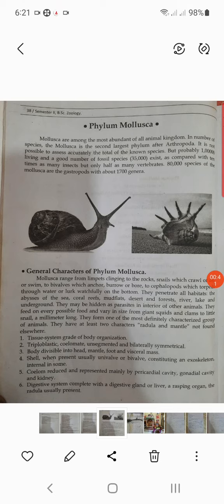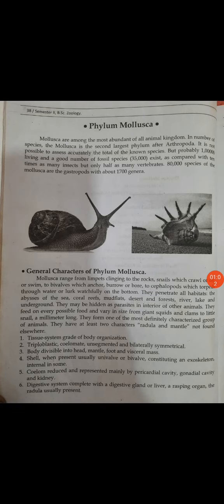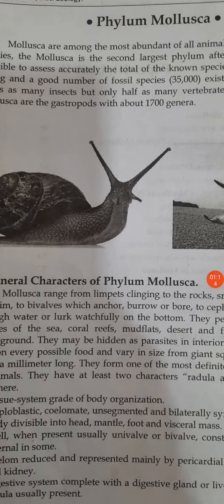Here, probably 1 lakh species are living and a good number of fossil species, about 35,000, exist as compared with the 10 times as many insects, but only half as many vertebrates. Now, 80,000 species of the Mollusca are the gastropods with about 1700 genera. First of all, we see here the general characters of the phylum.